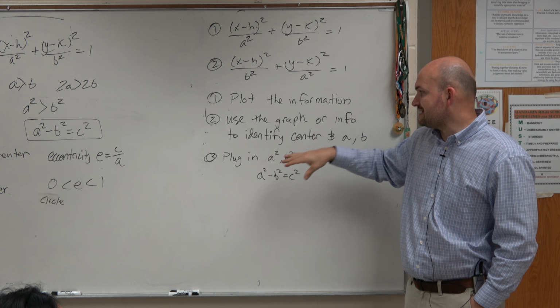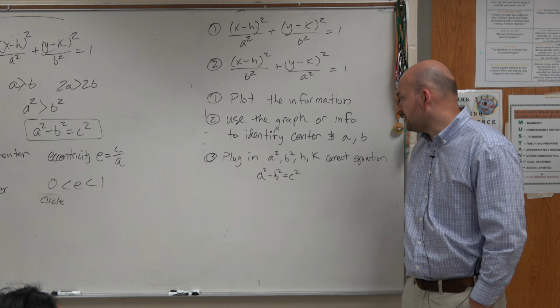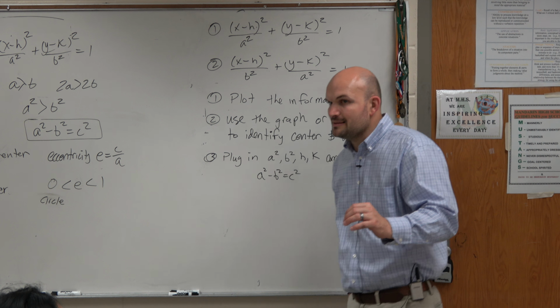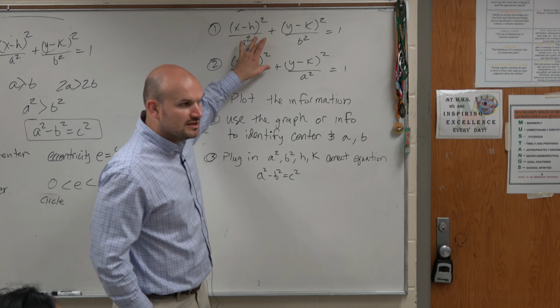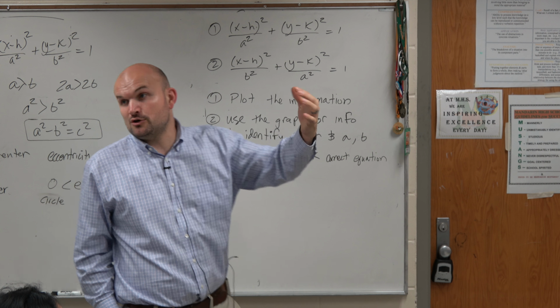Then the last step is you're just plugging it in. Plug in a squared, b squared, h, and k. Now, it's actually not that simple because you actually have two equations. So which one do you plug it into? You have to understand your orientation.